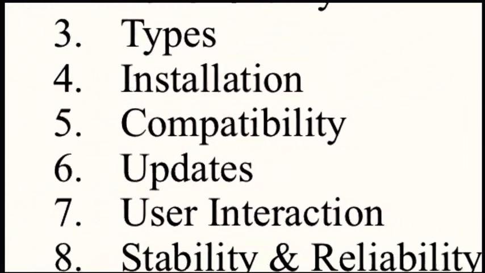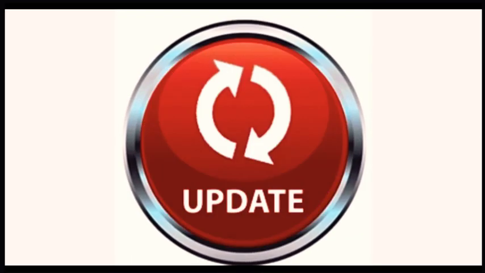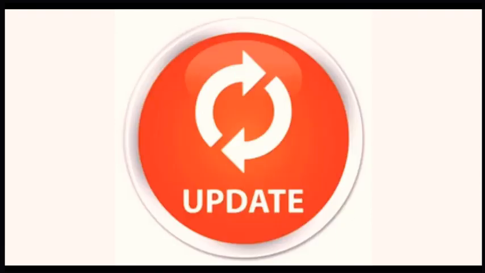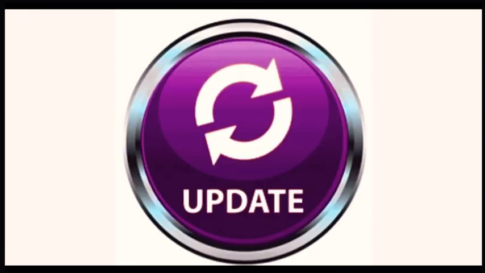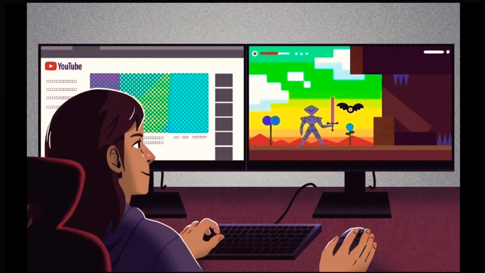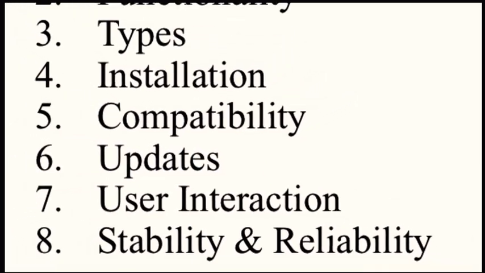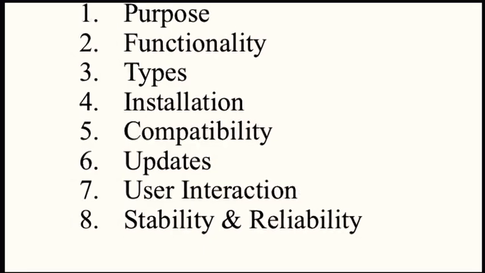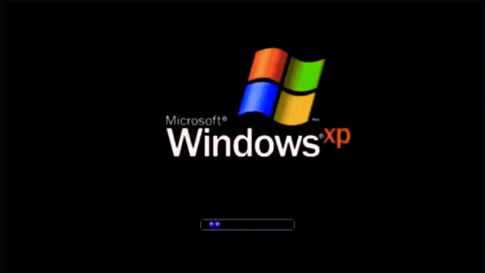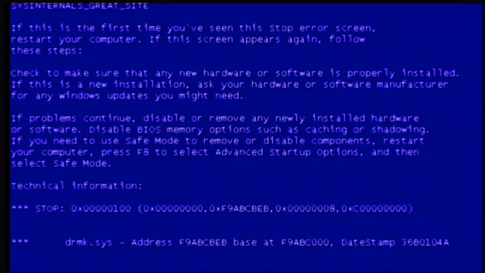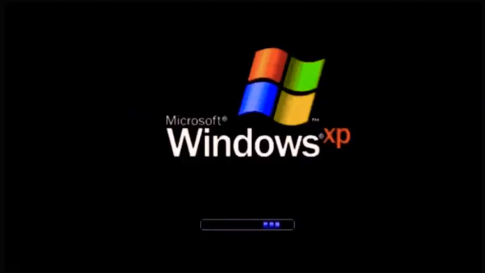Updates. Manufacturers release driver updates to address compatibility issues, improve performance, and introduce support for new features. Example, graphics card manufacturers provide regular driver updates to optimize performance for newly released games. User interaction. Users may interact with device drivers through device management interfaces to troubleshoot issues, update drivers, or configure device settings. Example, in the Windows Device Manager, users can view, update, and uninstall device drivers.